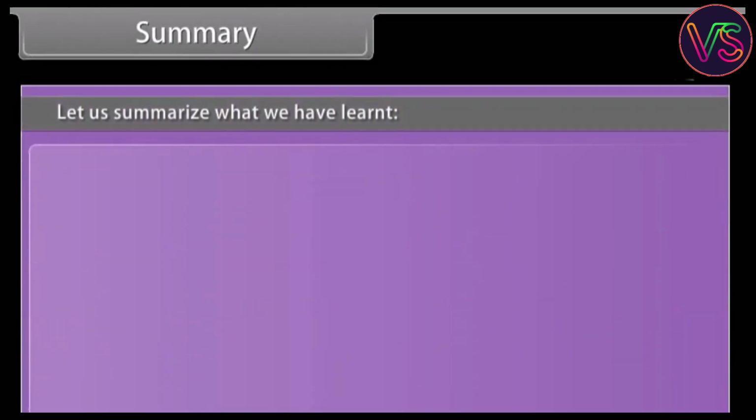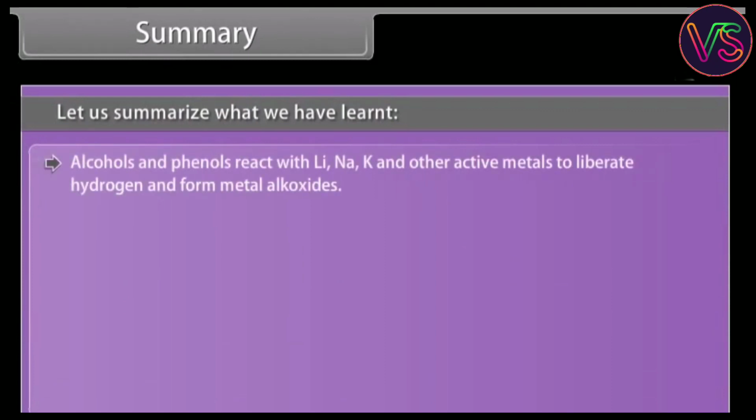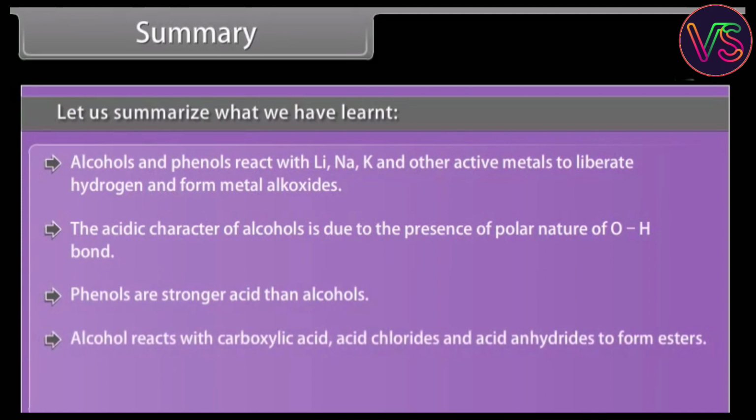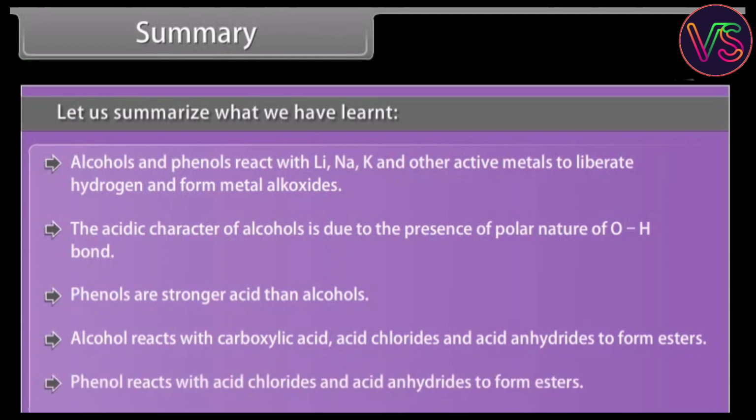Summary. Let us summarize what we have learned. Alcohols and phenols react with lithium, sodium, potassium, and other active metals to liberate hydrogen and form metal alkoxides. The acidic character of alcohols is due to the polar nature of the OH bond. Phenols are stronger acids than alcohols. Alcohol reacts with carboxylic acid, acid chlorides, and acid anhydrides to form esters. Phenol reacts with acid chlorides and acid anhydrides to form esters.